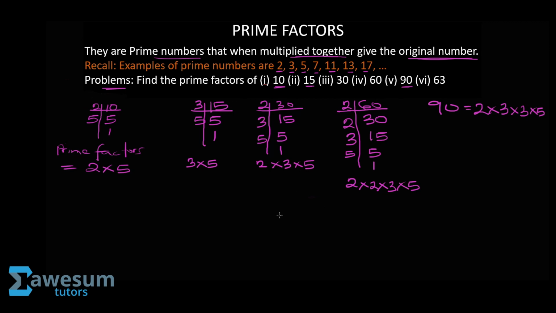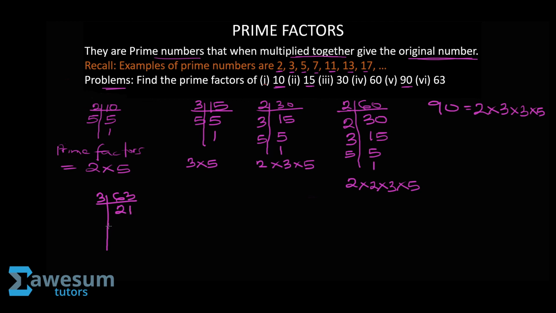Okay? What about if you want to find the prime factors of 63? Let's work out this problem. 63. If you look at 63, 2 will not be able to divide 63. But the next prime number is 3, right? Remember, always start from the smallest number. Because 2 cannot divide, we go to the next number, 3. 3 in 63 is going to give you 21.